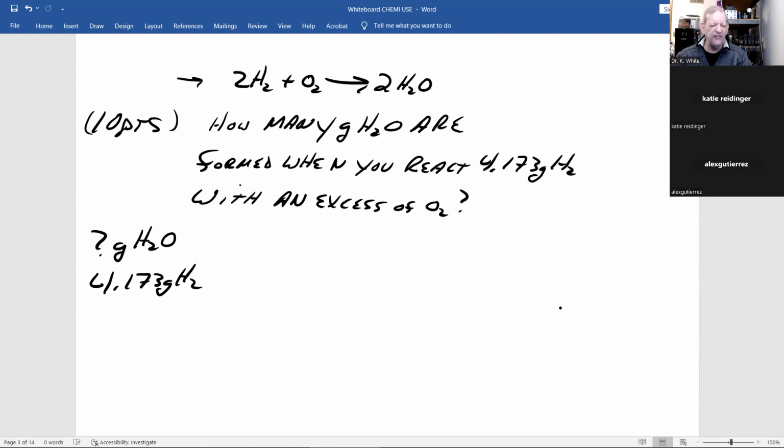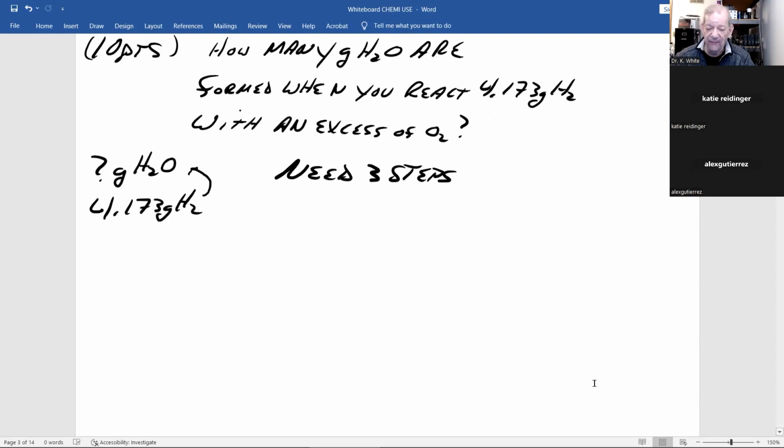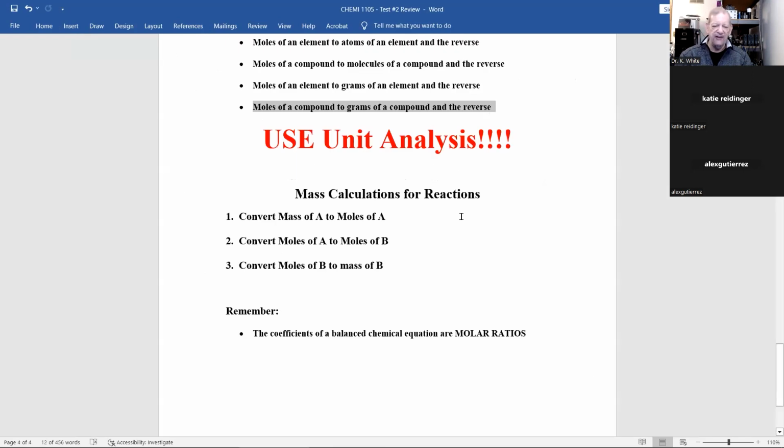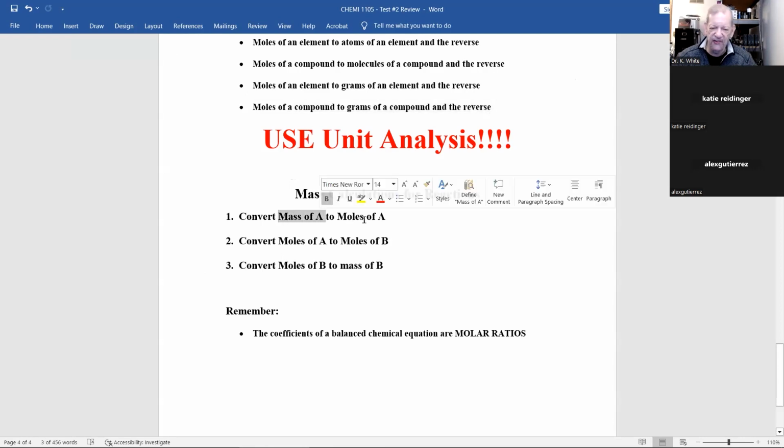4.173 grams of hydrogen. And you're given this balanced chemical equation. There's no way I can go from grams of hydrogen to grams of water in one step. You can't. So you need 3 steps. And good news, you don't have to memorize these. They're important information, test number 2. The first step is whatever we're given the mass of in grams, we convert that to moles.